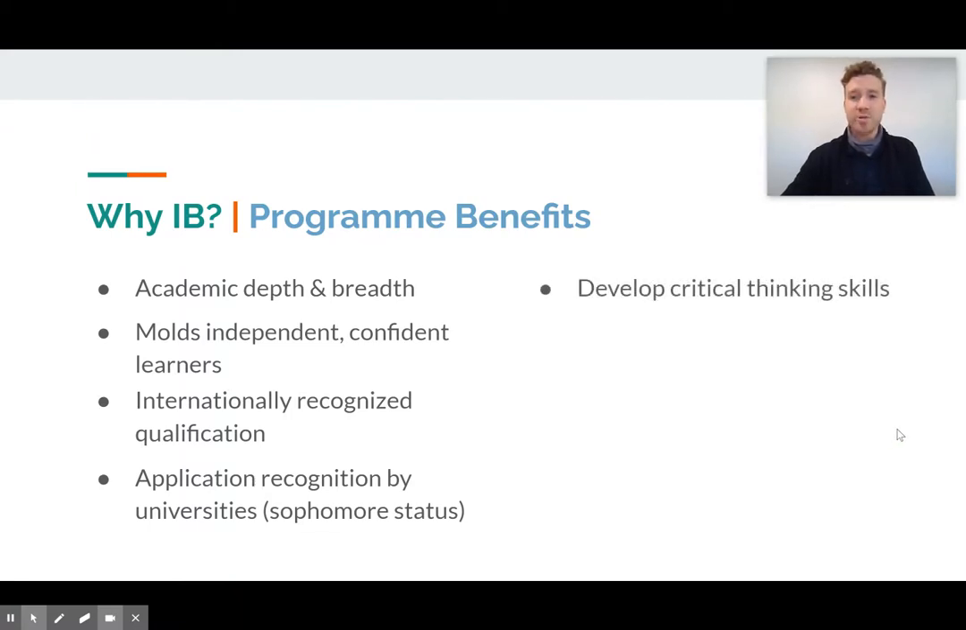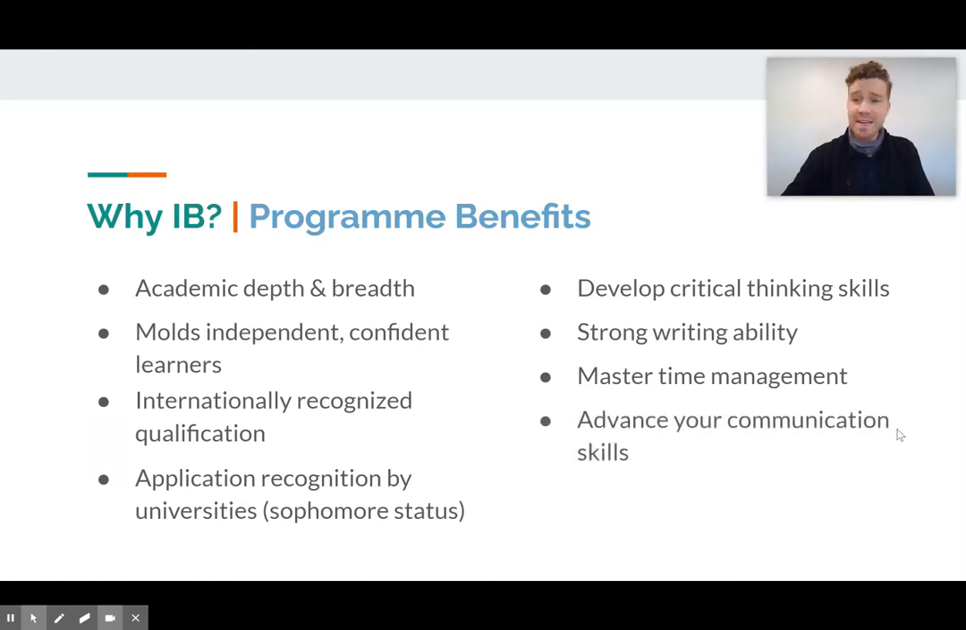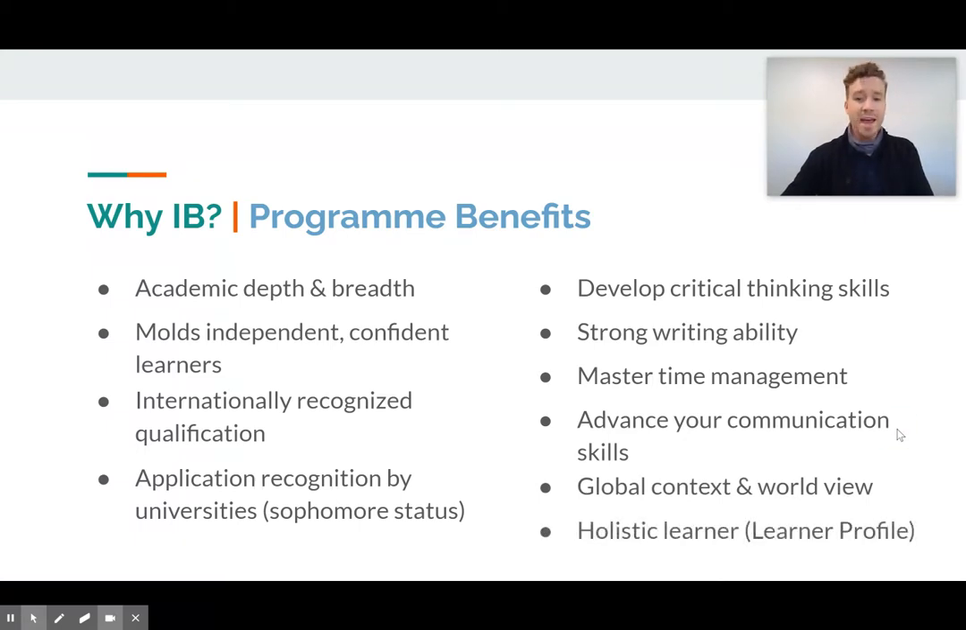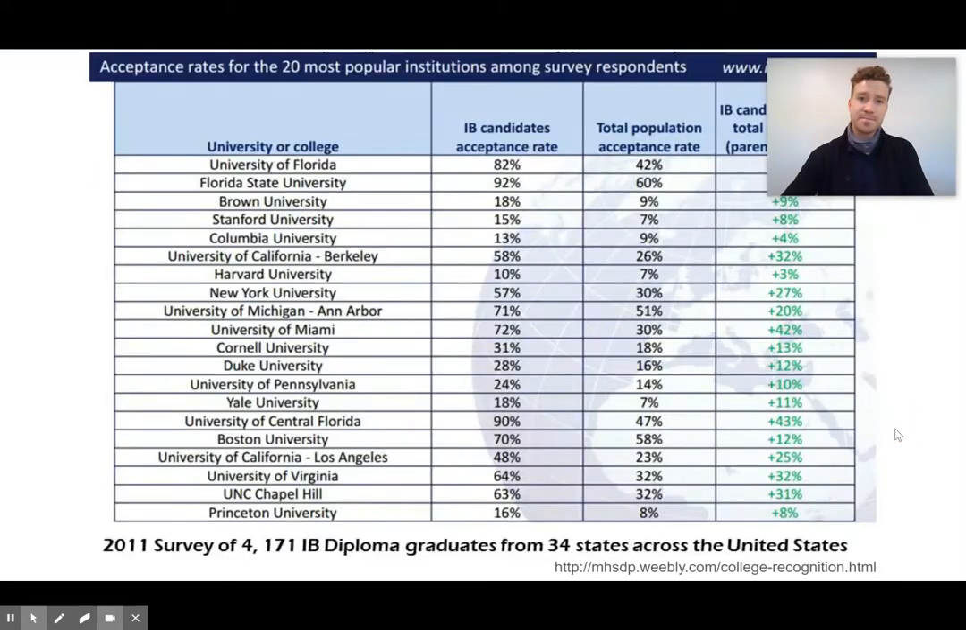Our students develop critical thinking skills. They have strong writing abilities. They utilize and build their executive functioning skills, such as time management. They can advance their communication skills. Again, all of this is steeped in a global context and a worldview, which culminates in the development of a very holistic learner.